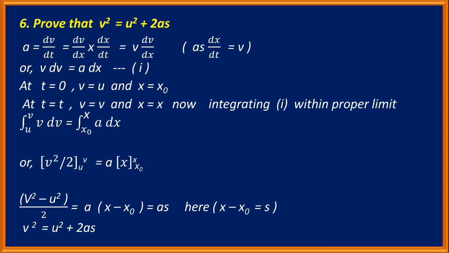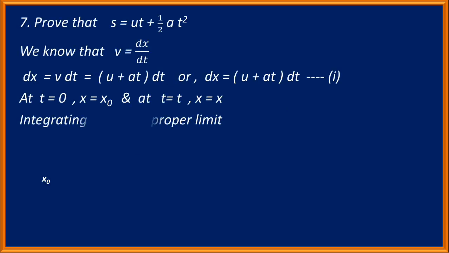So after solving, we are getting v square minus u square by 2 equal to a into x minus x naught. x minus x naught is replaced by s, that is net displacement in time t. So v square equal to u square plus 2as. This is the required equation.